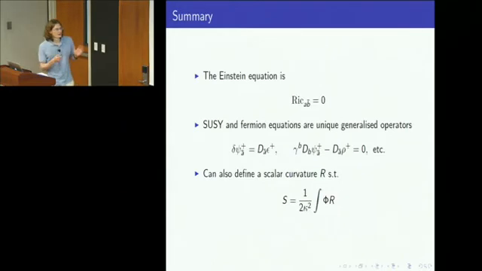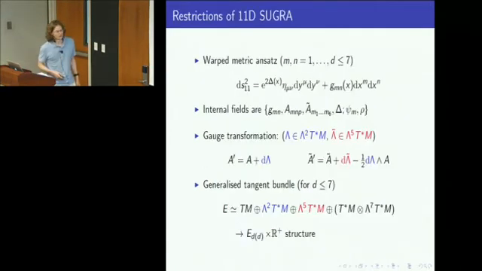So we've kind of got there. We have this curvature tensor, which gives us the Einstein equation for the theory. Along the way, we've somehow written the SUSY variations and the fermion equations of motion very nicely in terms of these generalized derivatives. And we can also build a scalar curvature, which gives us the action if we want, and it's also the last equation of motion. So that was kind of the story for O(D,D) times R plus generalized geometry.